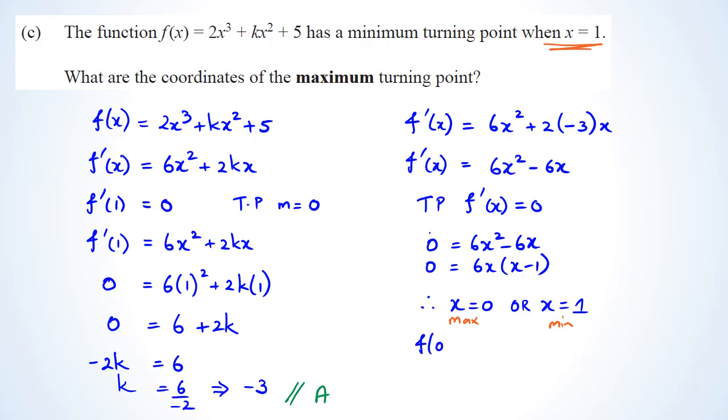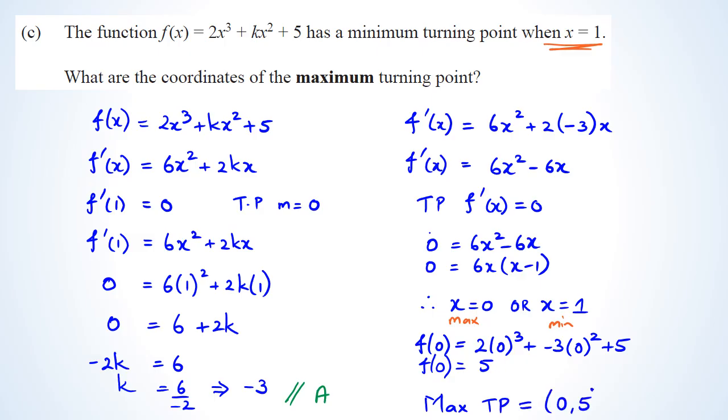So you've got to find f of 0. So you've got 2 multiplied by 0 cubed plus k, which we know as negative 3, times 0 squared plus 5. And so we can find out that f of 0 equals 5. So the coordinates of the maximum turning point, we just say maximum turning point equals (0, 5). And folks, that's what's going to get you a merit grade for this particular question.